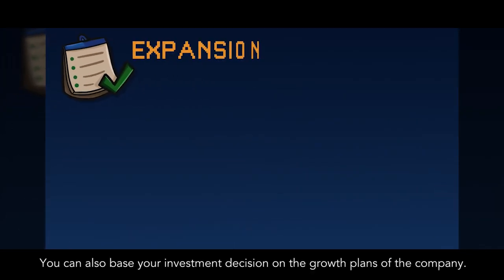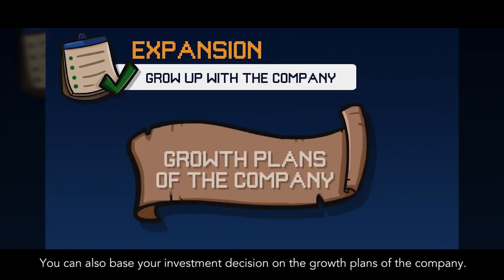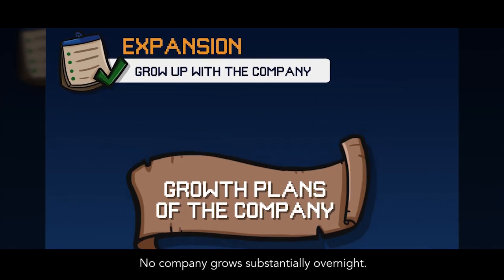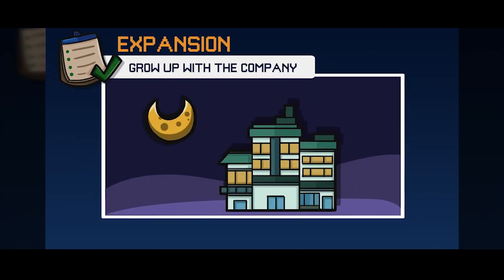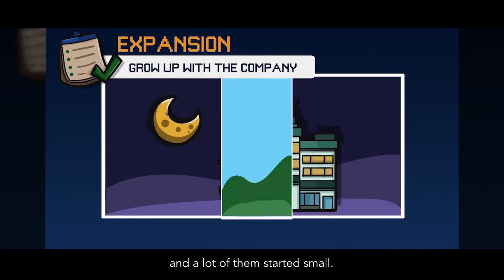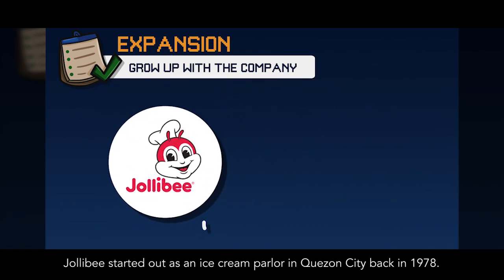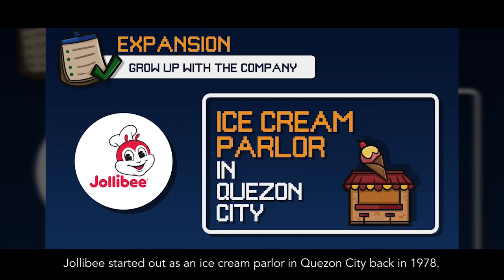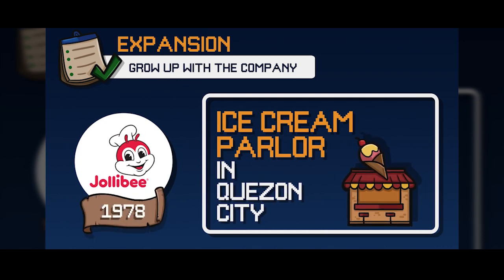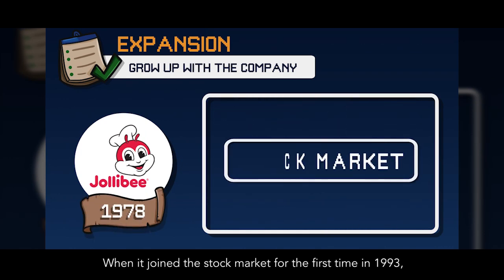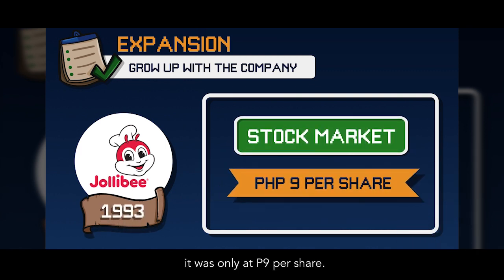You can also base your investment decision on the growth plans of the company. No company grows substantially overnight. Everybody started somewhere. And a lot of them started small. Nagsimula si Jollibee as an ice cream parlor in Quezon City noong 1978. Noong first time niyang sumali sa stock market back in 1993, it was only at 9 pesos.